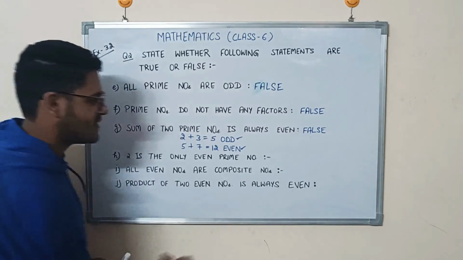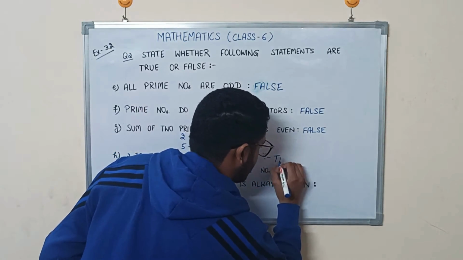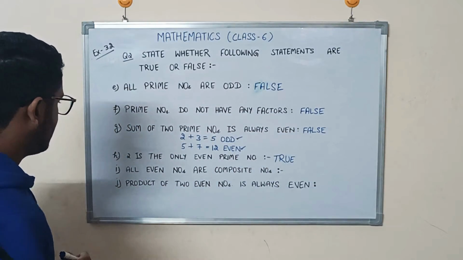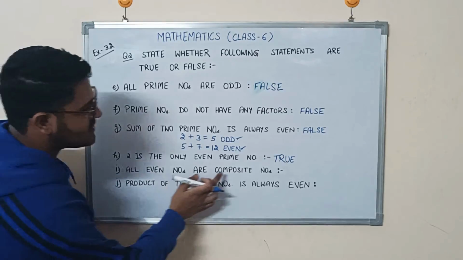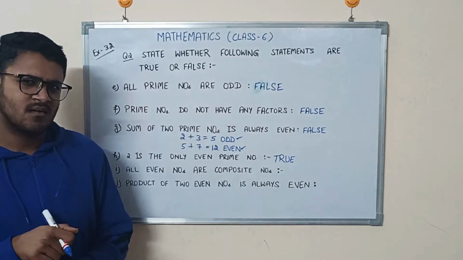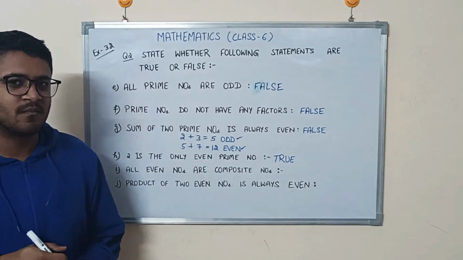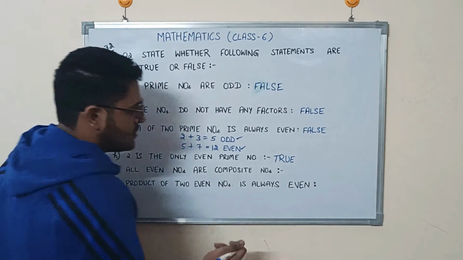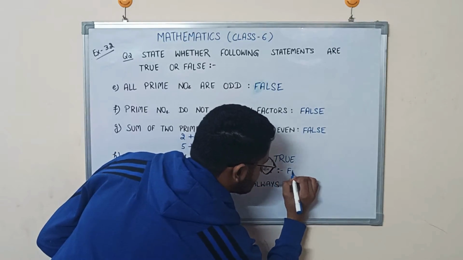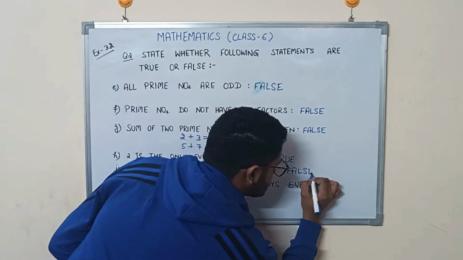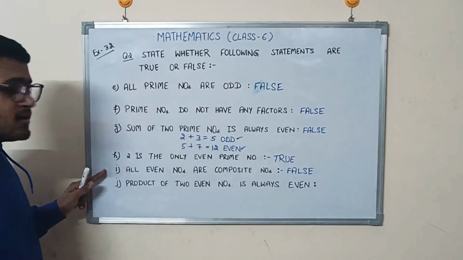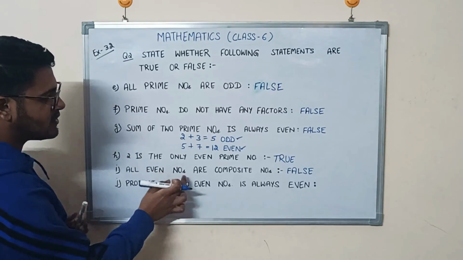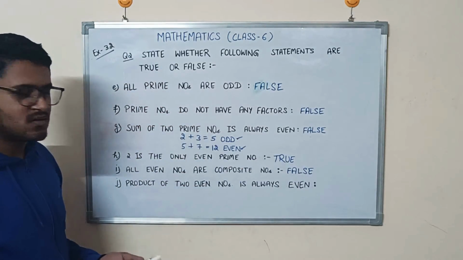We already know, right? So this is true. This is true. I part. All even numbers are composite numbers. No, right? Because 2 is a prime number and this is an even number as well. So all even numbers are not composite numbers. So this is false. You understood my point, right? 2 is an even number which is prime. So therefore all even numbers are composite numbers is false, right?